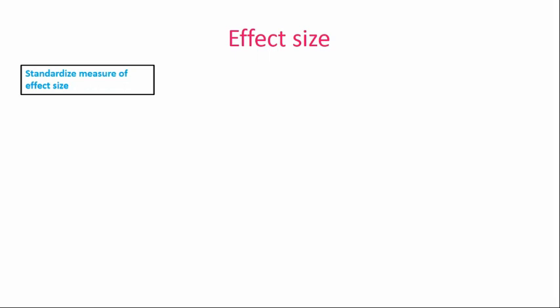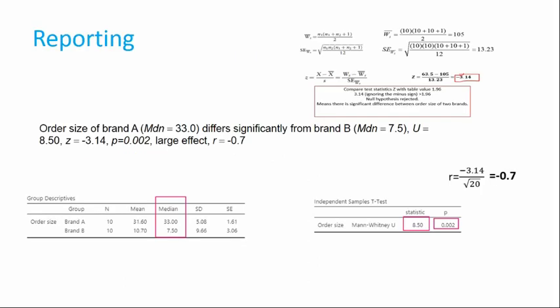Effect size. If a difference exists, to calculate a standardized measure of effect size, the standardized difference, the magnitude of difference, the formula is r equals Z over the square root of N. Z is minus 3.14, as we have calculated manually. N, the total number of items, is 20. Then this value comes to minus 0.7.